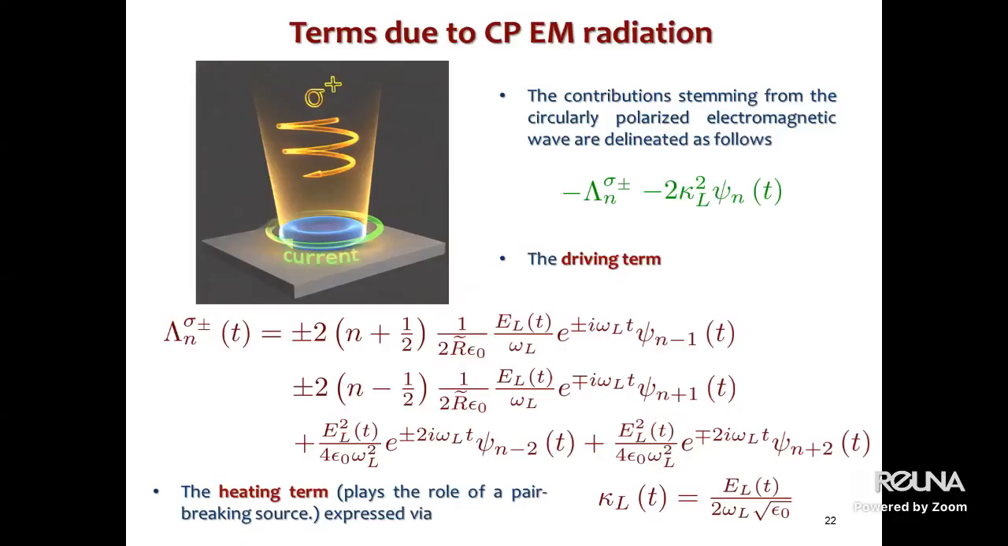So these terms reflect the contributions stemming from the circularly polarized electromagnetic wave. The first term, the full expression is given, facilitates the transfer of the optical angular momentum to the superconducting system. You see, from n-1, here we have n. Here n+1, and here we have n. n+2, and here we have n-2. So basically it's a kernel for transferring the angular momentum.